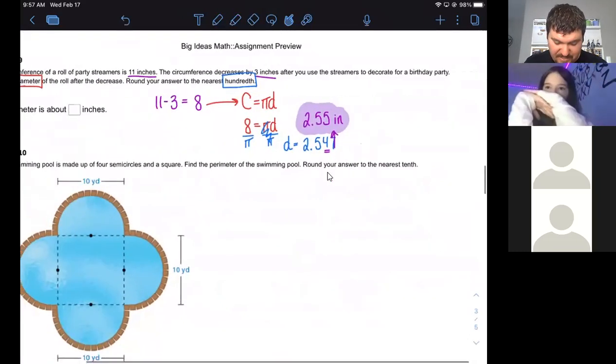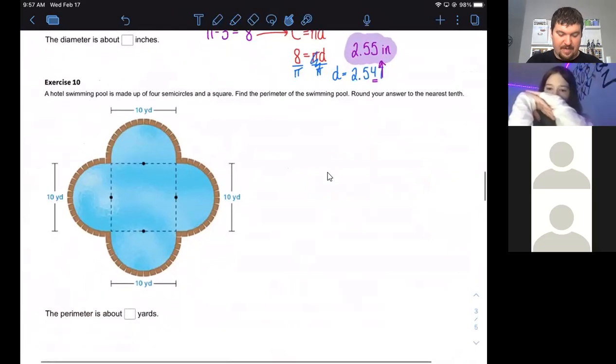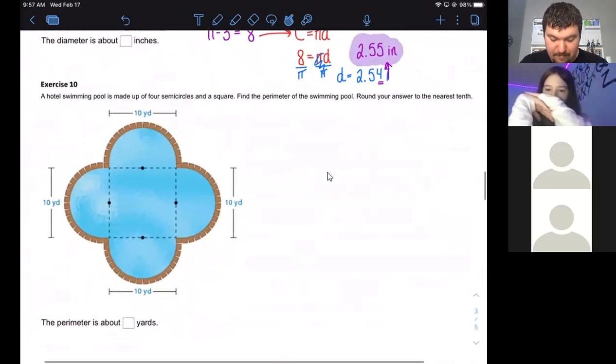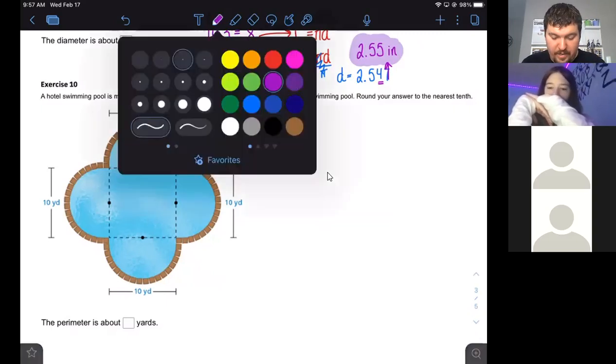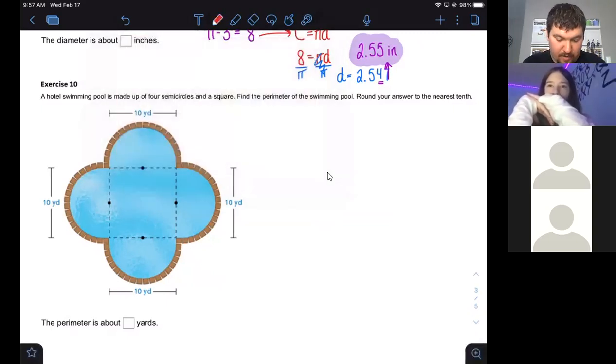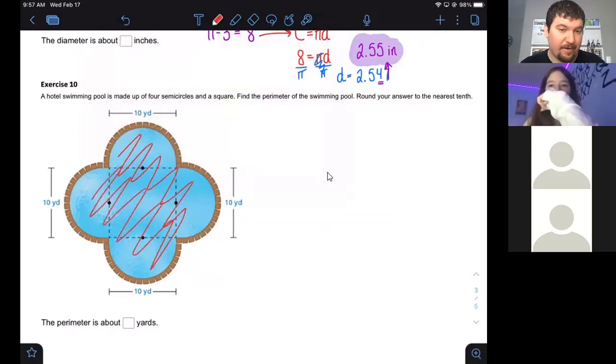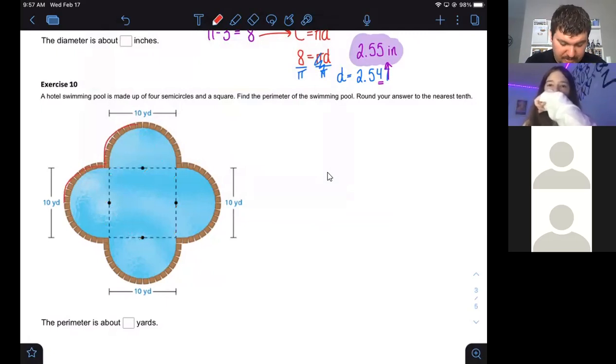And then they saved the best one for last. A hotel swimming pool is made up of 4 semicircles and a square. Find the perimeter of the swimming pool. Round your answer to the nearest 10th. Okay, so I'm not worried about the space inside of it. So if you're wondering how much water is in the pool, we're not finding the area of it. Actually, what we're finding is the distance around it if you were to walk around the pool.